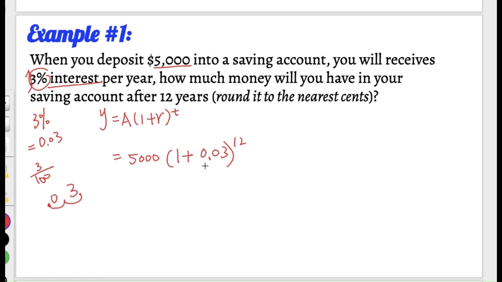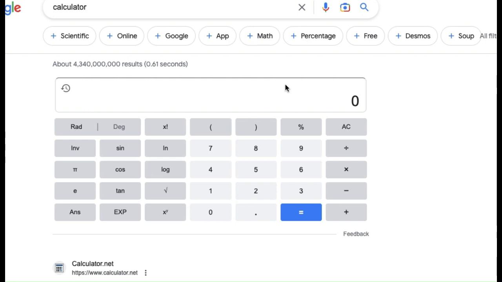So in order to find the answer, we are going to put everything in the calculator. You can use your calculator to find the answer, but do not break it down. Do not do the parentheses first and then figure out what to do next. The easier way is to just type everything in the calculator. So in this situation, I just type everything, and I even put a parenthesis, 1 plus 0.03, and then to the 12th power. So the final answer is a very long decimal, right?